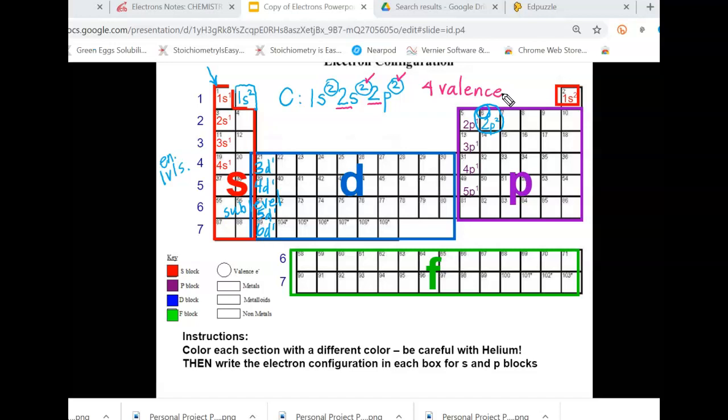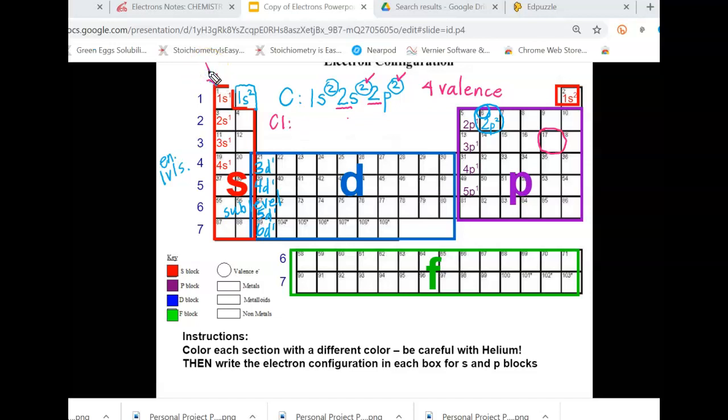Okay, so let's try another one and see if we can see how that works. Let's go ahead and try and see if we can do chlorine. All right, so let's take a look at chlorine's atom, and we're going to describe where all 17 electrons are for chlorine. So I'm always going to start at the beginning.